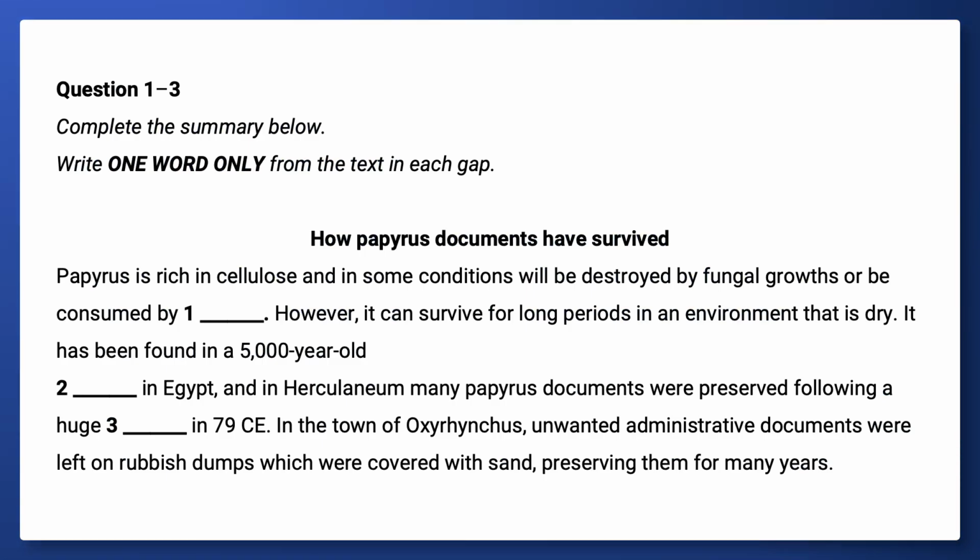And here is our sample task. This particular question is going to focus on choosing words from a text. Let's look at the instructions first. The instructions say, complete the summary below. Write one word only from the text in each gap. That means we can only write one word. The word must come from the text, and it must be written in the gap.